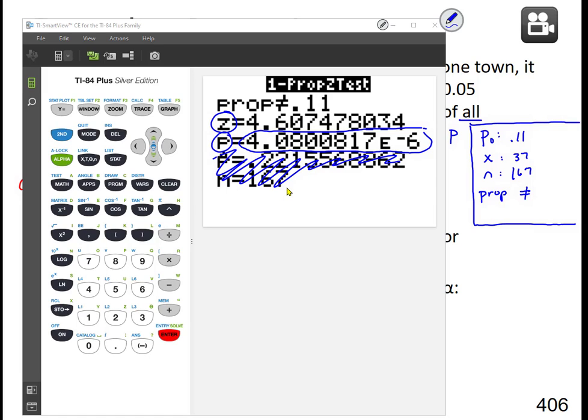However, notice that on this problem, the p says 4.0800817 negative 6. And we've seen scientific notation that's actually 4.08 times 10 to the negative 6th. And you can move that decimal over 6 places, 1, 2, 3, 4, 5, 6, and you'll see that even if you were rounding to 4 decimals, the answer would still be 0. That's one of the reasons why I prefer the draw function.